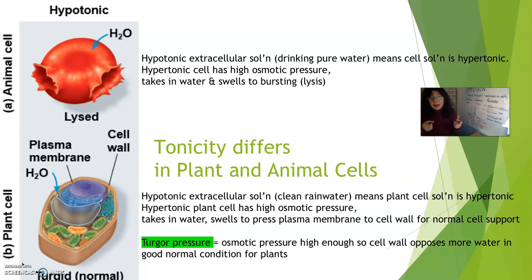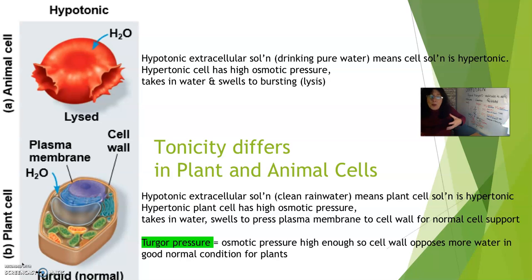That means that the plant cell inside of its cell is hypertonic. And that hypertonic intercellular environment is going to take in water. That plant cell is going to take in that pure rainwater. And when it takes in that pure rainwater, the plant cell will swell, but it's got a cell wall with some real structure to it.